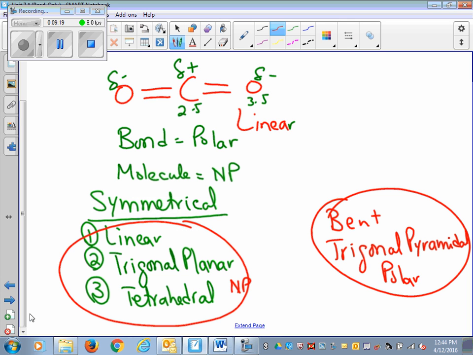So let's do the dot diagram and the shape on the next page, the practice page, and tell me if the bond is polar based on electronegativity, and then if the molecule is polar or non-polar based on shape. I still have to cover the intermolecular forces, which I will do in a few minutes once you complete the practice.